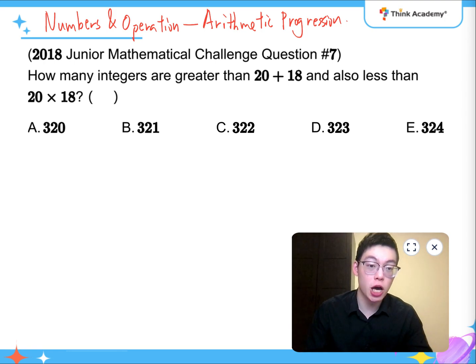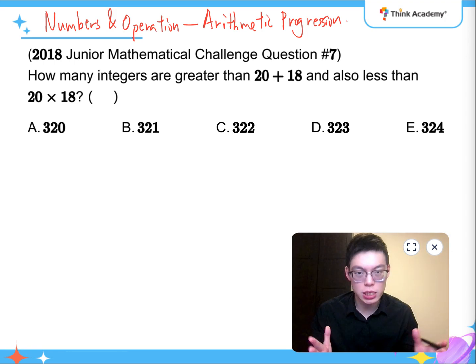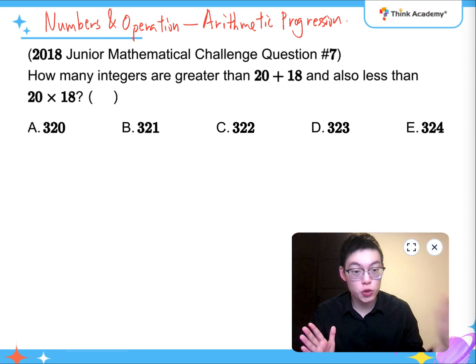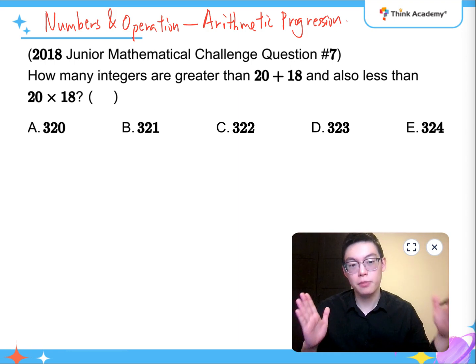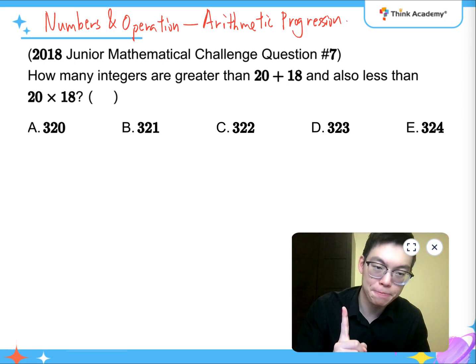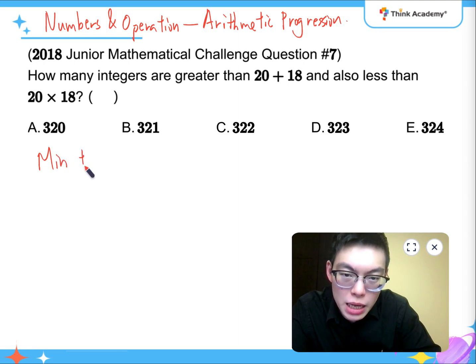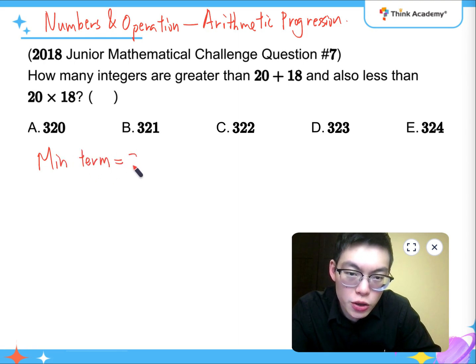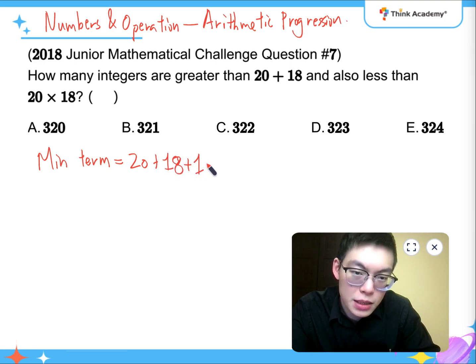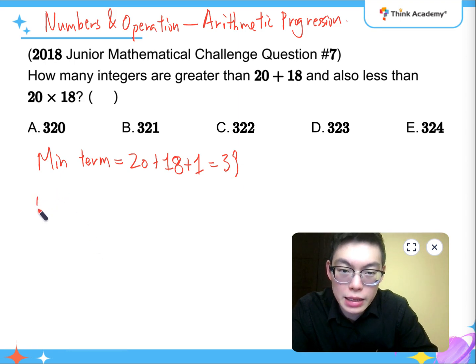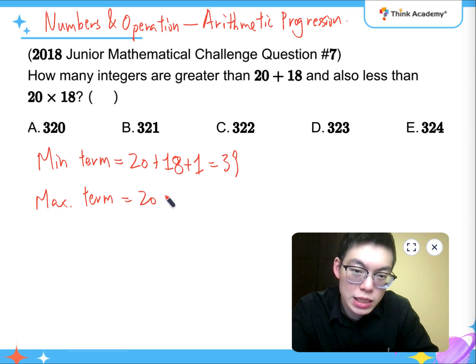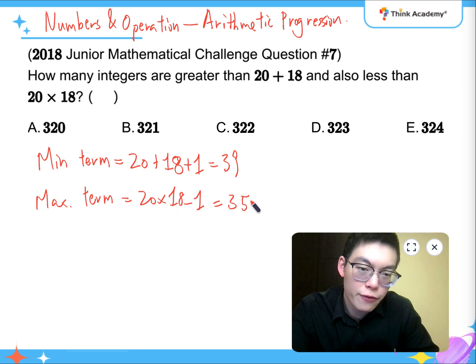find the number of terms between them, because the integers are actually also an arithmetic sequence with a common difference of 1. So the smallest number, the minimum term, is equal to 1 more than 20 adding 18, right? So that's 39. And the maximum term is equal to 20 times 18 and 1 less than that. So it's going to be 359.